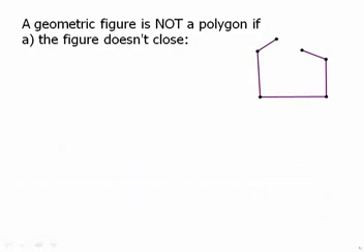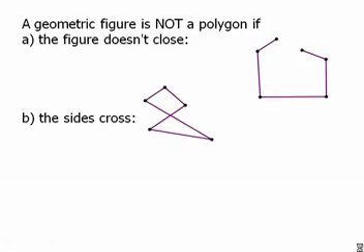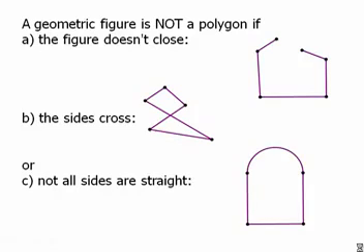A geometric figure is not a polygon if, first of all, the figure doesn't close. So, for example, something like this is not a polygon, has none of the polygon properties. If the sides cross, we don't have to worry about that. The test is not going to make us think about that. And if not all the sides are straight? Well, this final one is interesting.